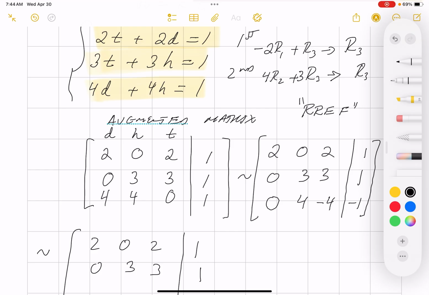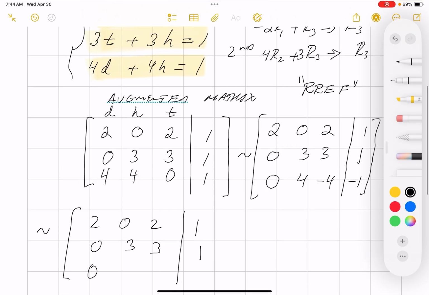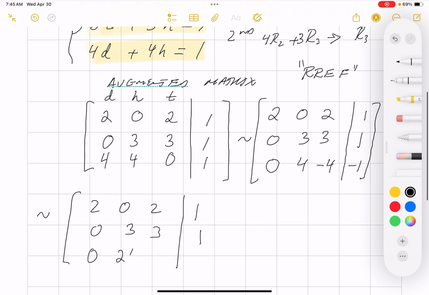Let's see, because I want to eliminate something. 4 times 0, 3 times 0, 0. Well, that's pretty easy. Let's see, 4 times 3 is 12. 3 times 4 is 12. 12 plus 12 is 24.